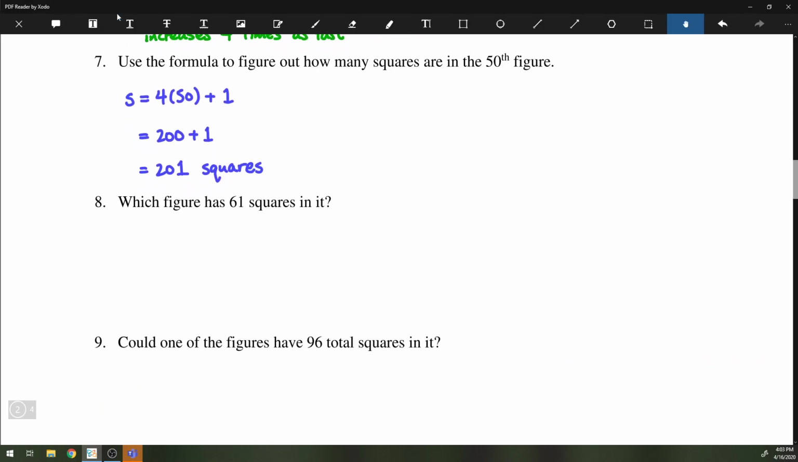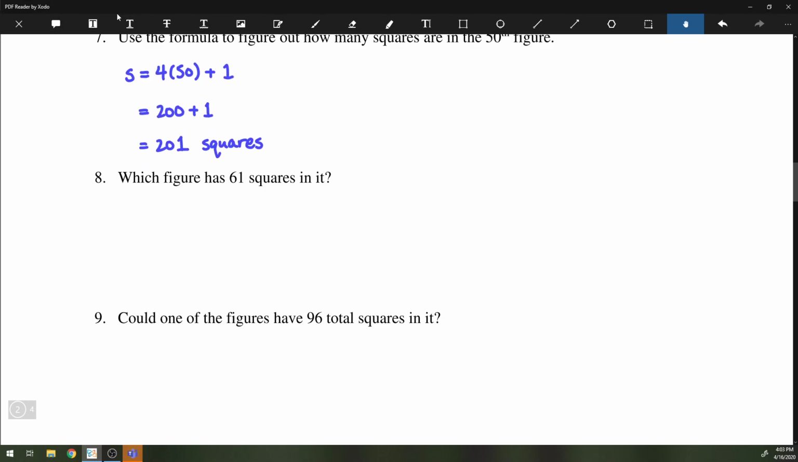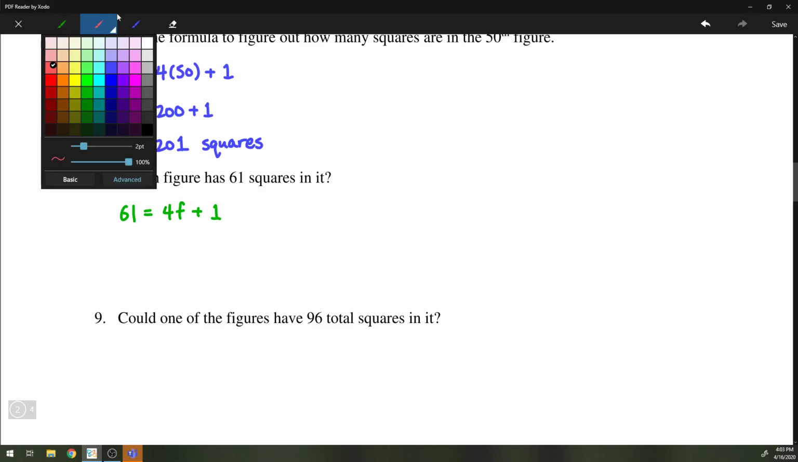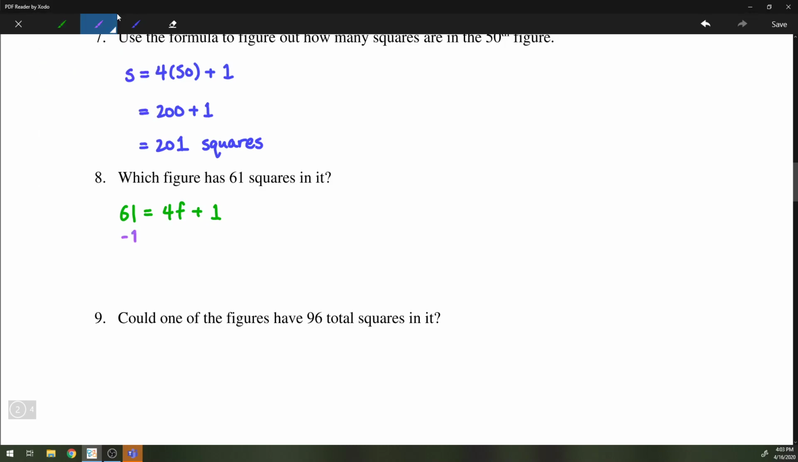Okay, so now what is important about having a formula is we can also use it to determine the figure number based on the number of squares. So in this case, we have 61 squares, and we're trying to figure out the figure number. So we're going to have 4f plus 1. We're trying to solve for f. So in order to do that, we're going to subtract 1 from both sides. So 61 minus 1 is 60, and the plus 1 minus 1 will eliminate each other, so we have just 60 equals 4f. And then if we divide both sides by 4, we'll have f equals 15. So this would be figure number 15.